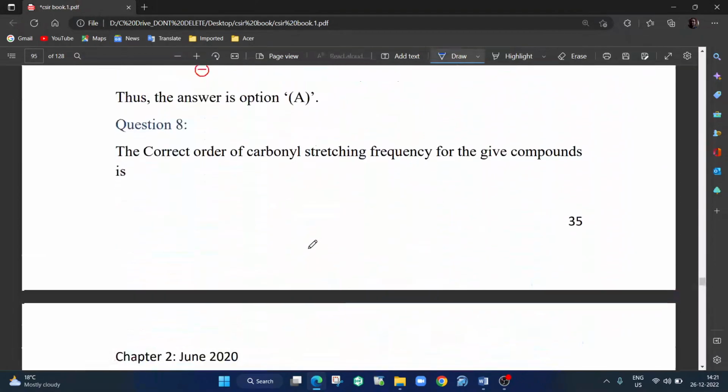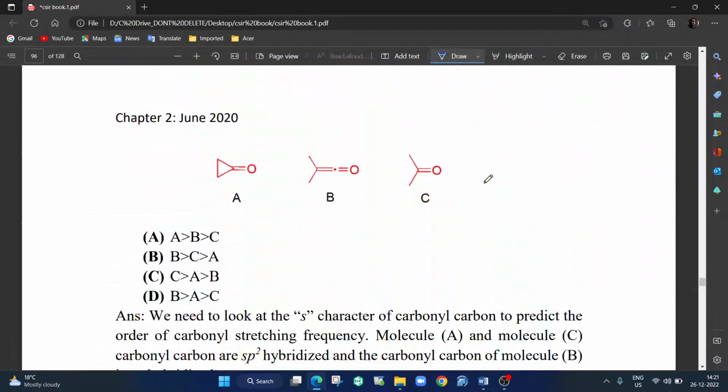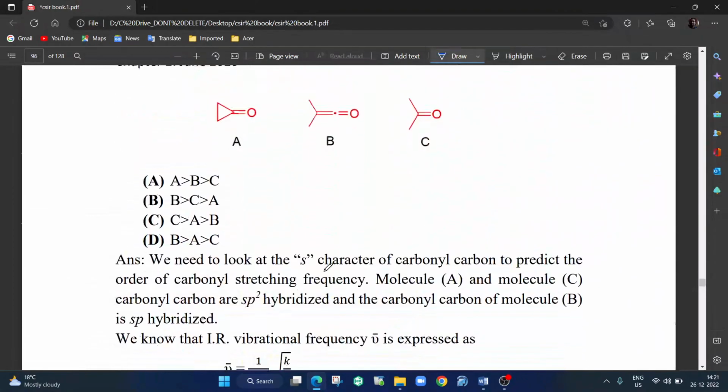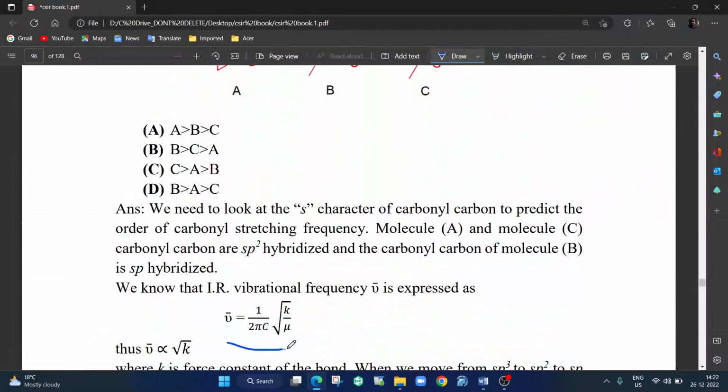Moving to question number 8, the correct order of carbonyl stretching frequency for the given compounds. So you are having this, it is asking. One thing we know about IR is that stretching frequency basically comes from Hooke's formula. The frequency nu bar is directly proportional to K and inversely proportional to reduced mass. So here we are talking about K. K is the force constant, how strong is the bond.